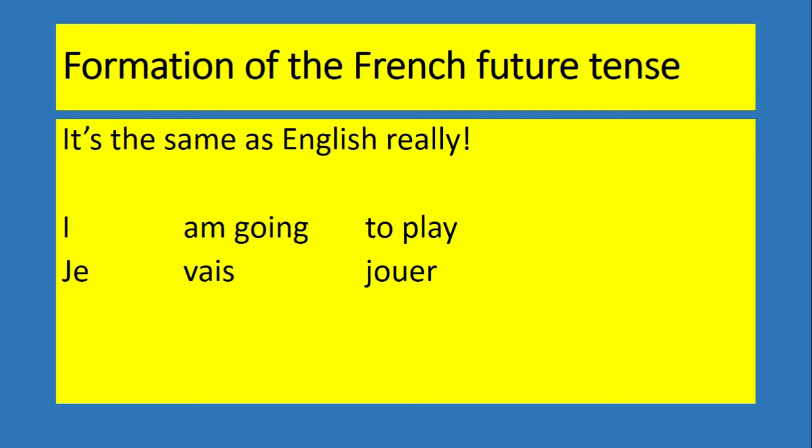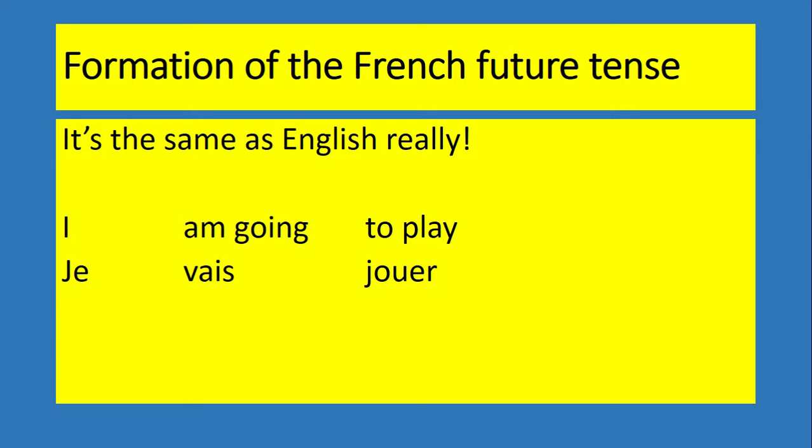But when we use the present tense of the verb to go followed by an infinitive, we make a future tense. So je vais on its own, I go, I am going to the supermarket, that's the present tense. But as soon as you put a verb after it, I am going to play, that indicates that something's happening in the future, and that's how we make the future tense both in French and English. So I am going, followed by an infinitive, to play. The French for I am going is je vais, and the infinitive to play is jouer.